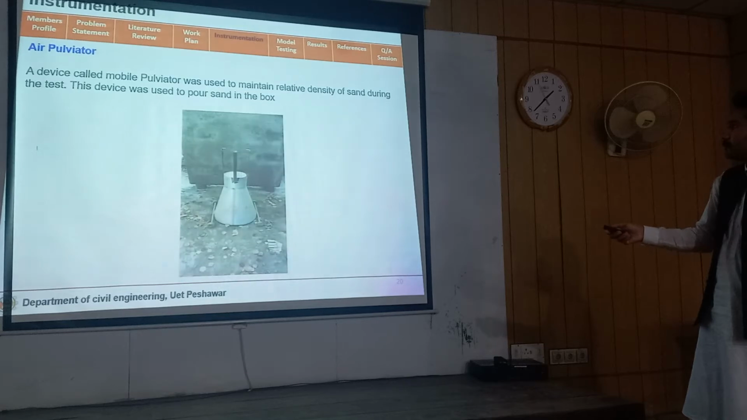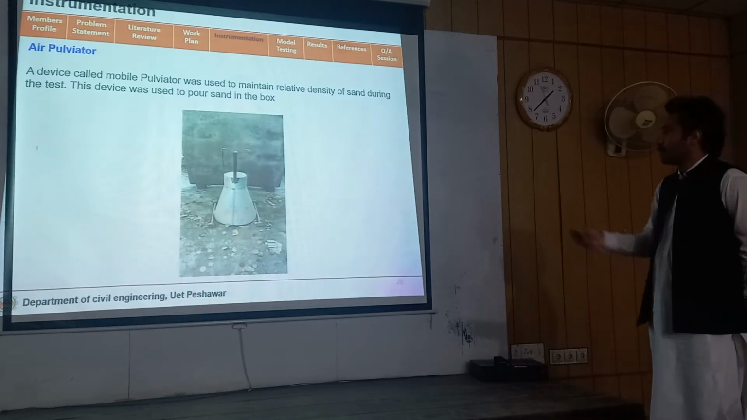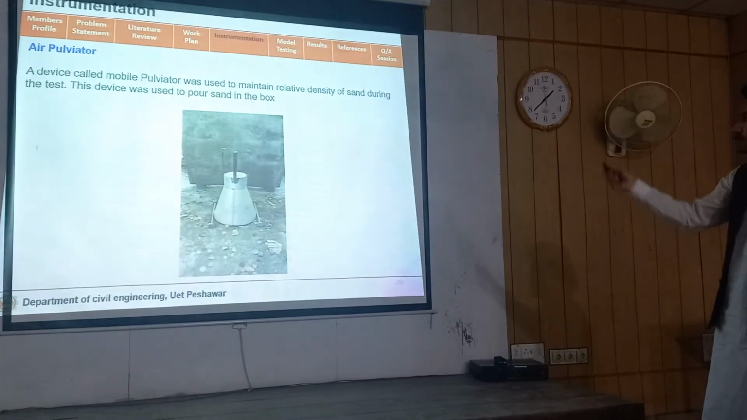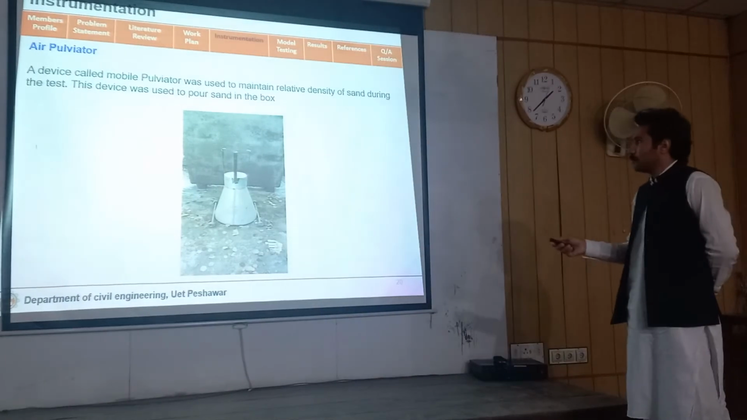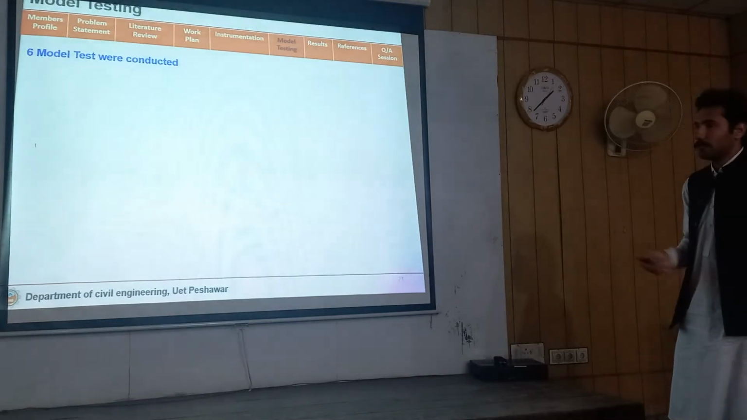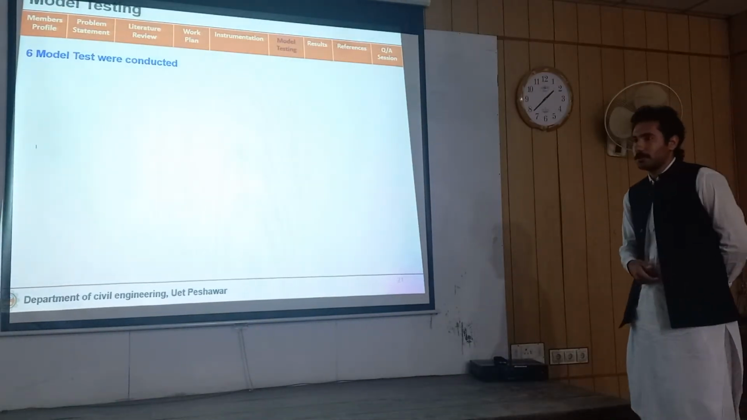Now air pluviator, it is basically a device called a mobile pluviator, which was used to maintain the relative density of sand during the test, and this device was used to pour sand in the box. Now this is all from my side. Now I would like to invite Adnan Salim Khan to present his talk.